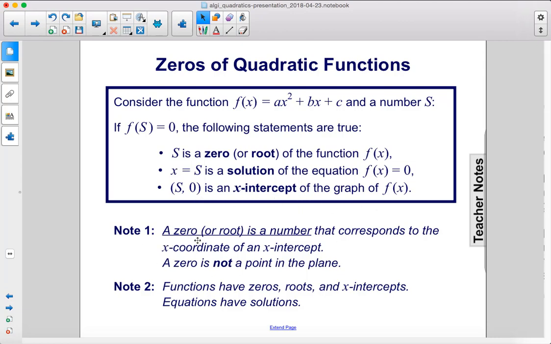Note 1. A zero or a root is a number that corresponds to the x-coordinate of an x-intercept. A zero is not a point in the plane. Note 2. Functions have zeros, roots, and x-intercepts. Equations have solutions.